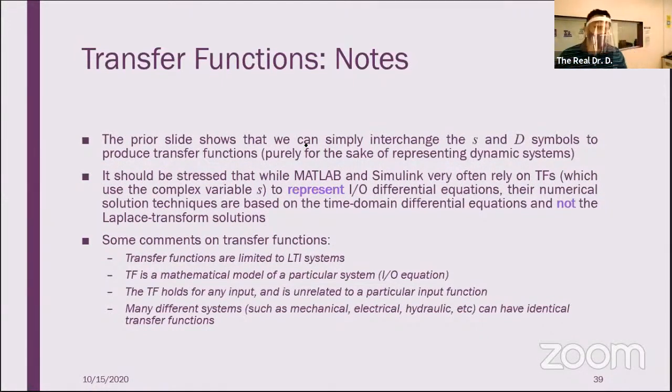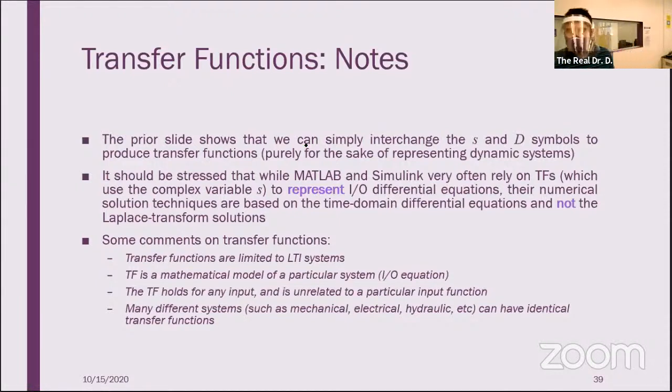Transfer functions are limited to LTI systems. If you do not have a linear time invariant system, you cannot make a transfer function. Why? Because LTI systems are very specific. This is why we can say that B and K are constant. First of all, the linear portion of it is really important. Second of all, the time invariant portion means that our constants don't change with time, so we don't have to deal with partial differential equations. This is something that we can use with ODEs.